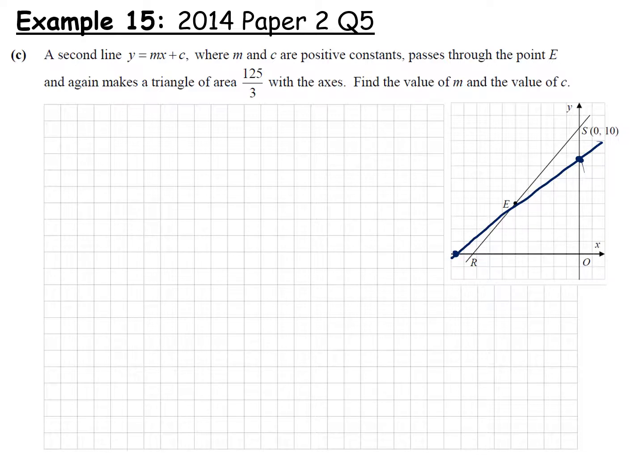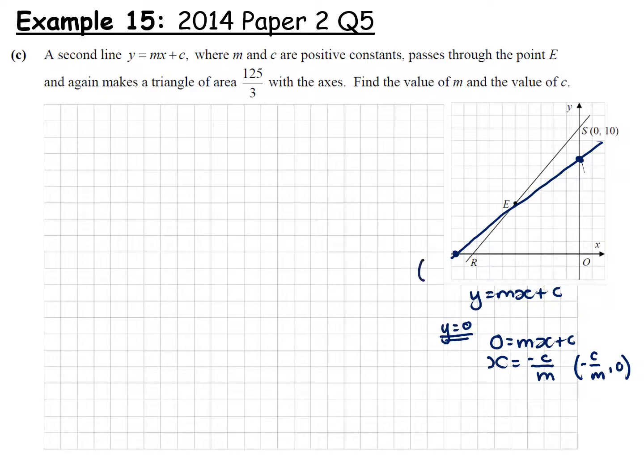But because we're dealing with y equals mx plus c, we can get the y and the x-intercept. So the first one is that y equals 0. So 0 equals mx plus c, so x is equal to minus c over m. So my point here is minus c over m, 0. I'm putting everything in terms of c and m because that's the two constants that I want to work out.